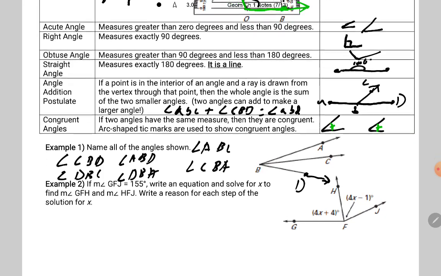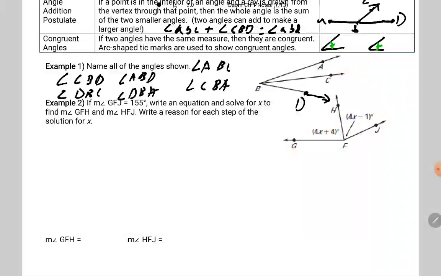Alright, example 2. Write an equation and solve for x. Find the measure of angle GFH and the measure of angle HFJ. Write a reason for each step of the solution. So this is getting pretty close to a proof, and I'll show you why, because it says, write a reason for each step.